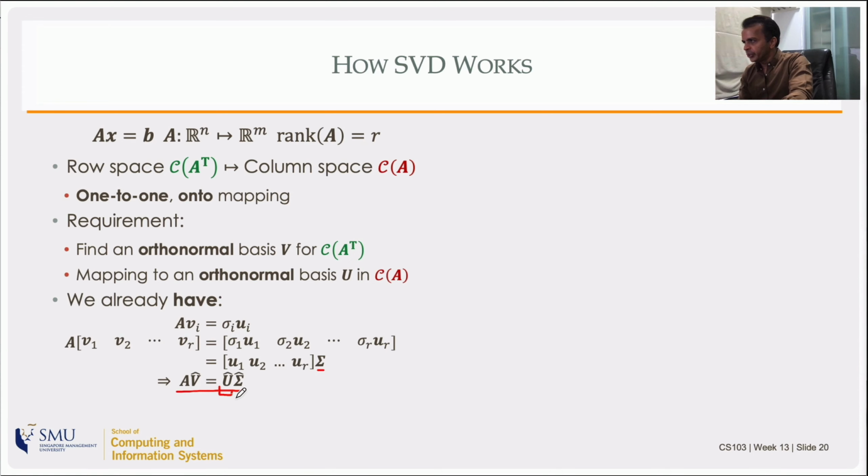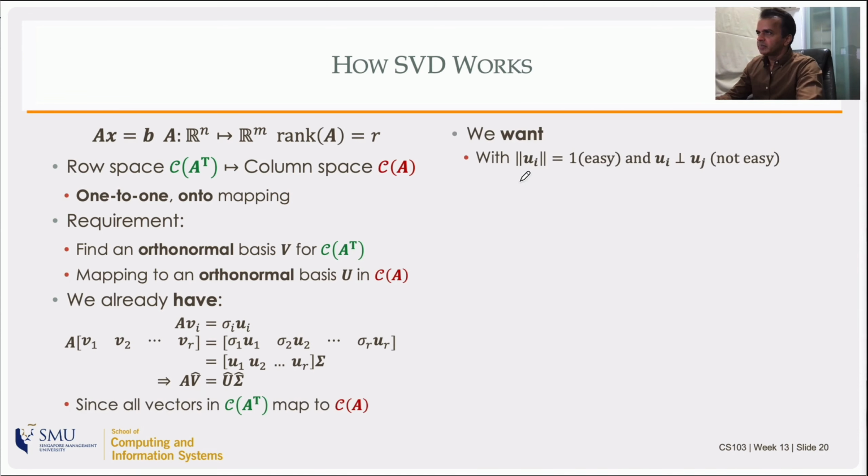We would like this U to be an orthonormal basis of the column space. There's no guarantee that it's going to be that. What we want is orthonormality on the column space side. The normality part, the fact that they are unit vectors, is very easy to do.